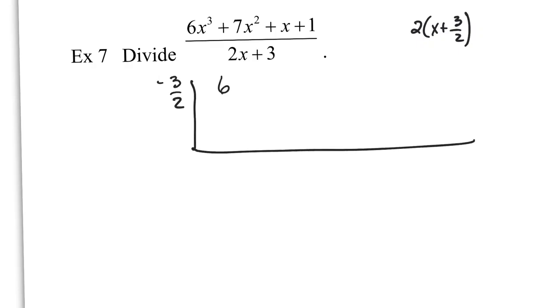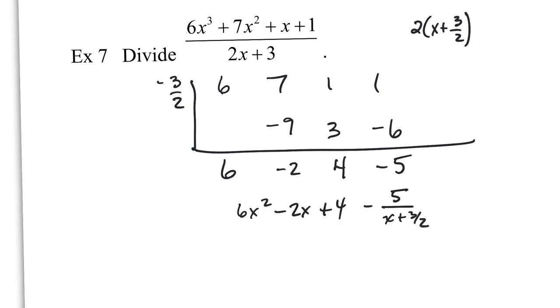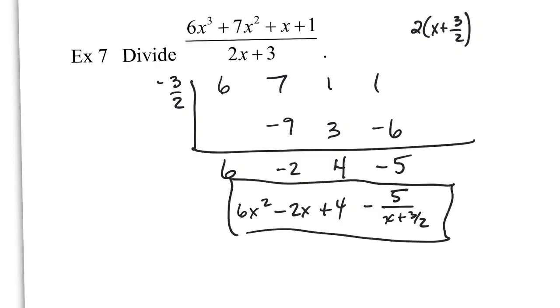and then 6, 7, 1, 1, and then just bring this down and start multiplying. Pause the video and finish that synthetic division, and then come back. Okay, so I went ahead and did this, and I ended up with this result. And now I'm going to factor out that 2 by dividing everything by 2 in this result.